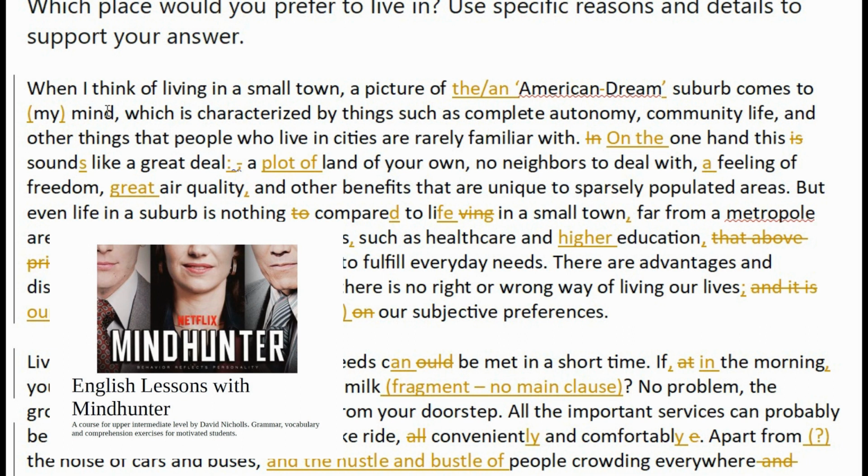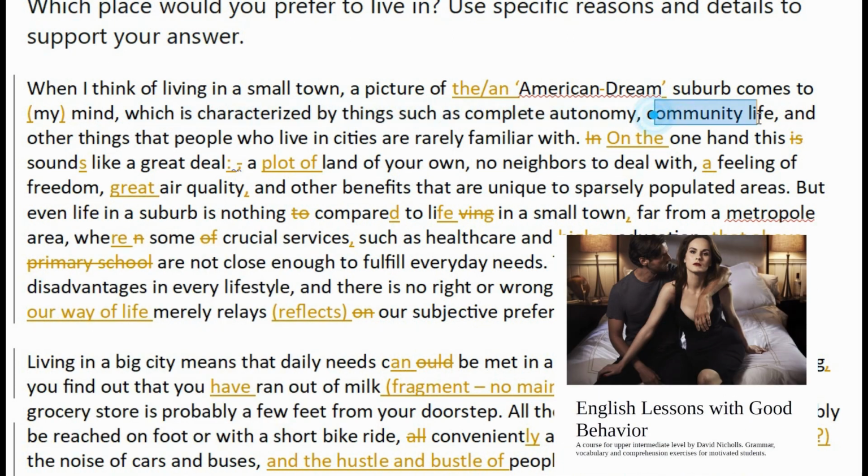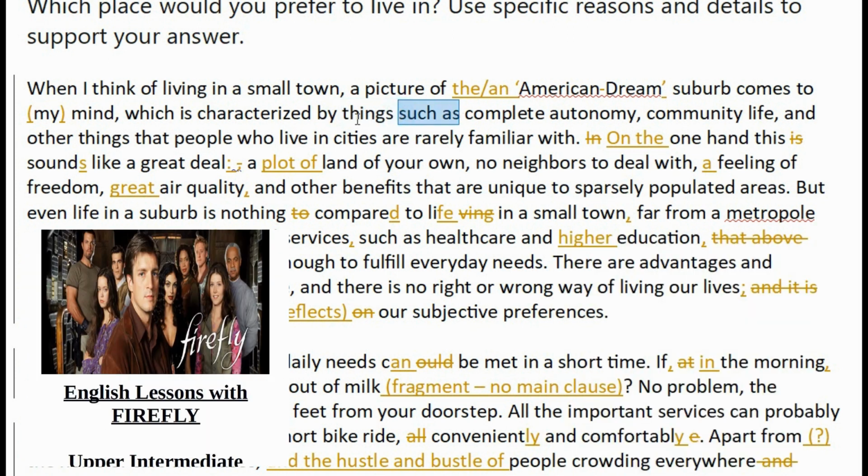So a picture of an American dream suburb comes to mind, which is characterized by things such as complete autonomy, community life, and other things that people who live in cities are rarely familiar with. Okay, that's all good. And notice that this such as is defining things. Things is a very vague word, and so this such as is defining which things, and that's why we don't use commas for this such as. If this had been a really concrete noun and specific, we probably would need commas around the such as part. Okay, so let's carry on.